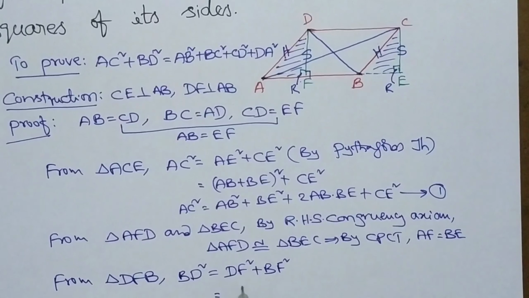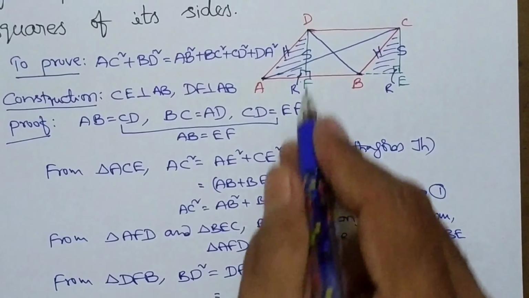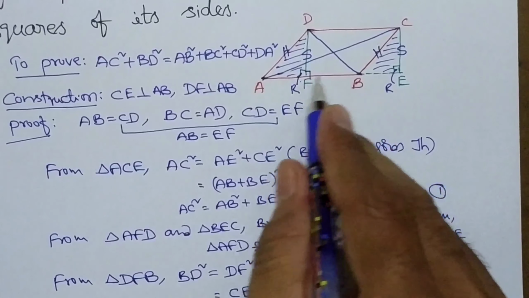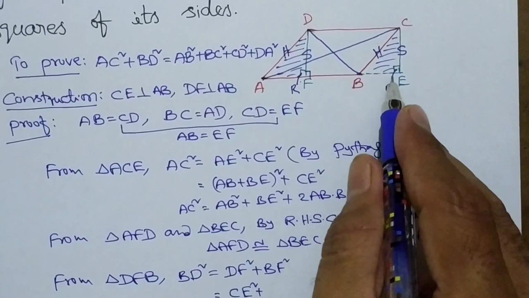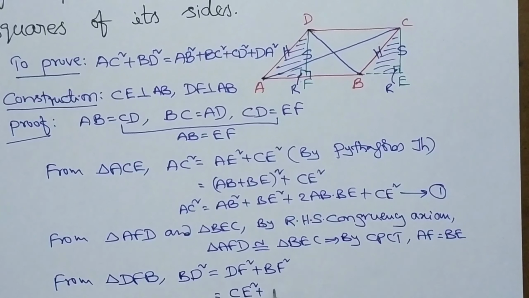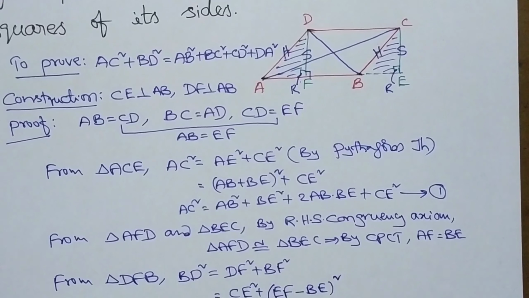So again DF can be written as CE. So let us write this as CE square plus BF square. BF can be written as EF minus EB. EB means BE also, so EB can be written as BE also.